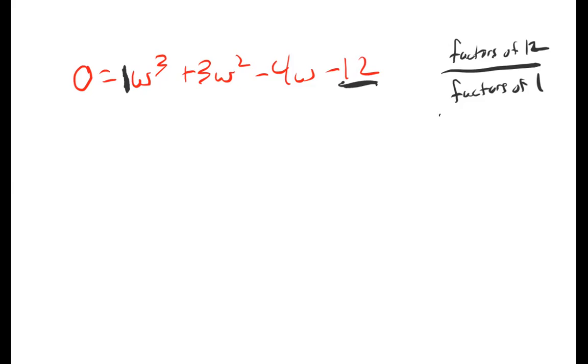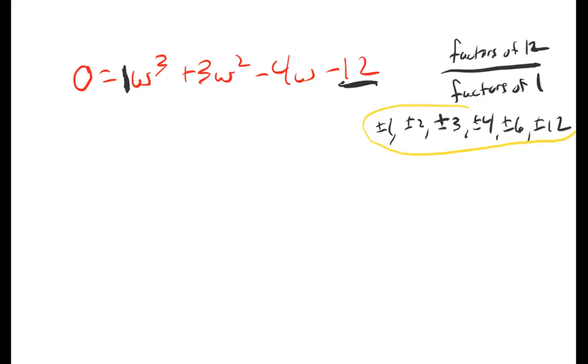I'm going to say plus or minus 3, plus or minus 4. What are some others? 2 and 6. All right, plus or minus 2, plus or minus 6. We have two more: 1 and 12. Now, if we have any rational roots, they're going to have to come from this list right here. Once again, I said if. There's no guarantee we're going to have rational roots, but if we have them, they have to come from this list.